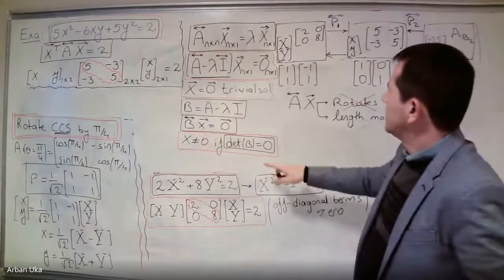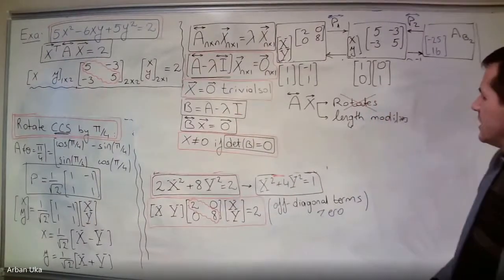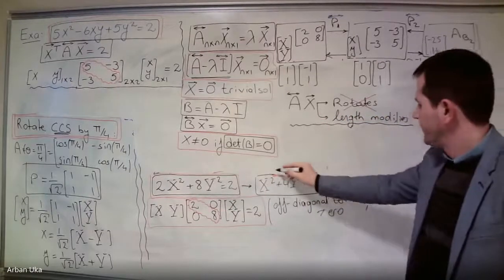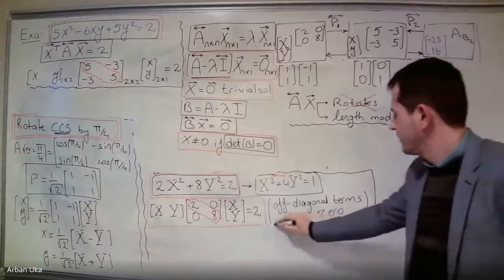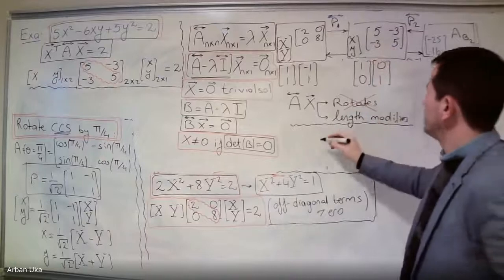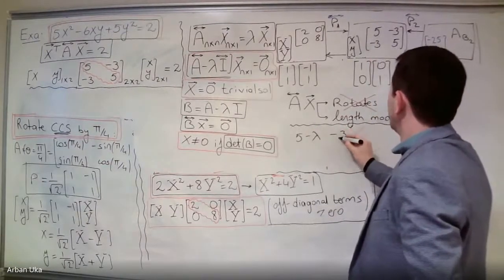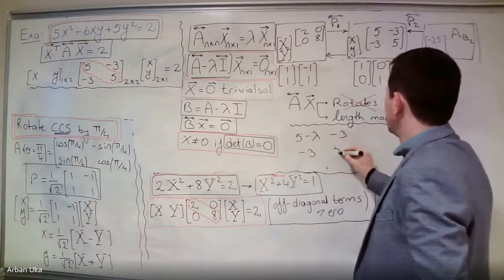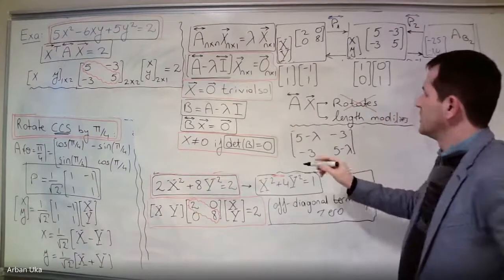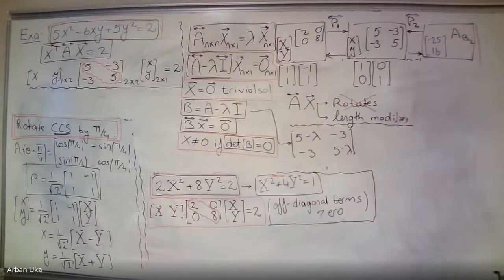What is A minus lambda I? A minus lambda I is the following. Let A be this. We have 5 minus lambda, minus lambda, right? So this is this matrix, okay? And the determinant of this one is equal to 0.